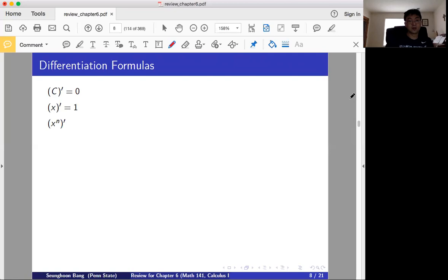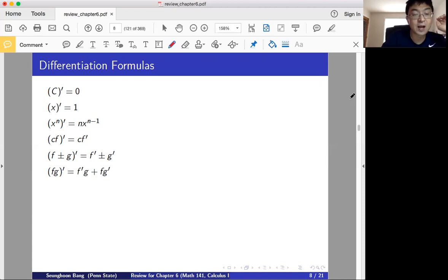Good. What is x to the n prime? So we have the power rule, right? Yes, n times x to the n minus 1. C times f prime is take out C, C times f prime. f plus or minus g prime is f prime plus or minus g prime. f times g prime, exactly the product rule: f prime times g plus f times g prime.